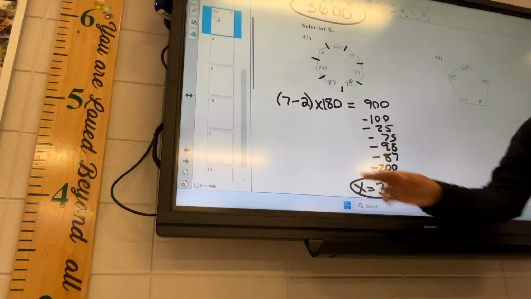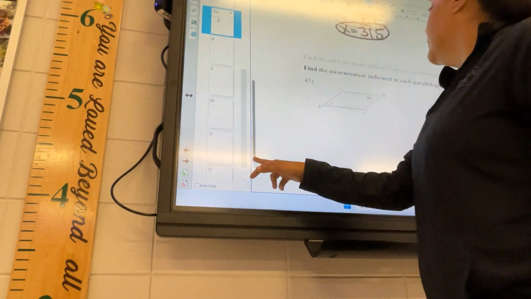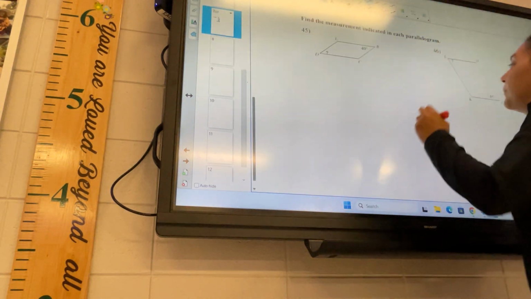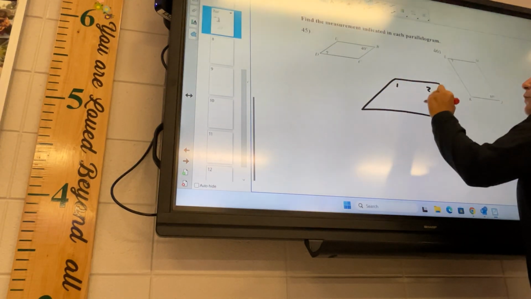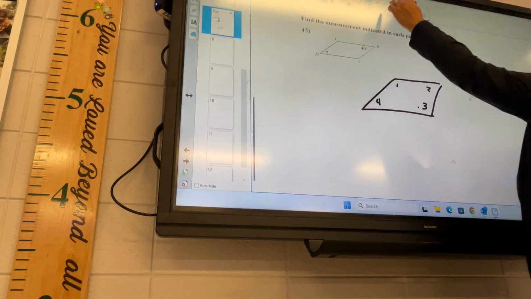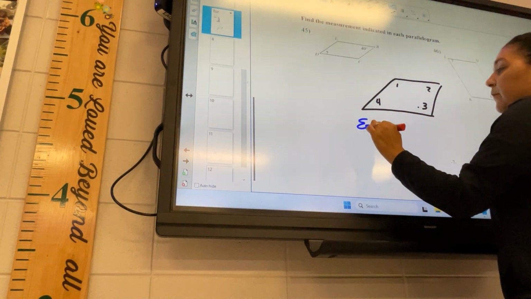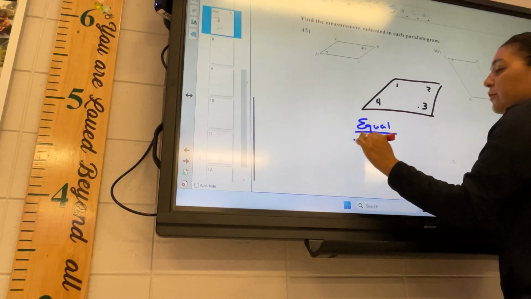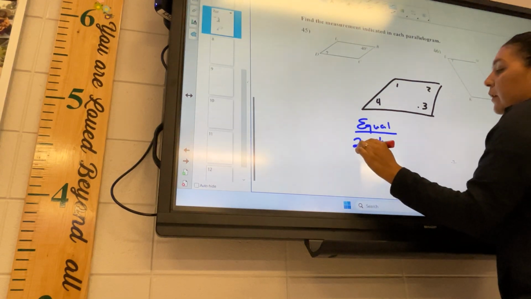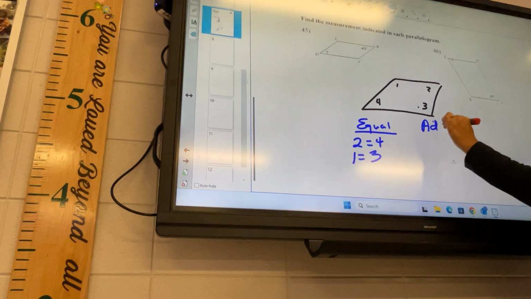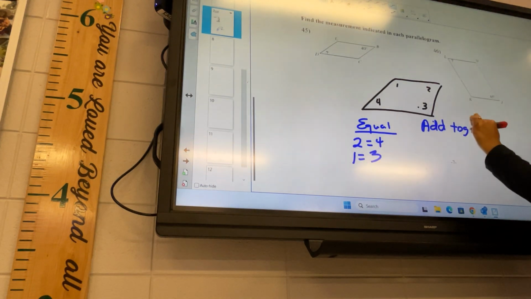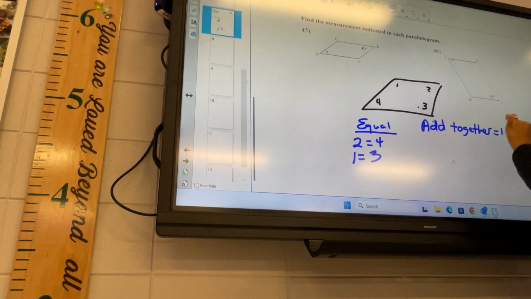For the parallelogram, if you need it, I'm going to draw you this little chart. Okay, 1, 2, 3, and 4. Which ones are equal to each other? 2 and 4. Okay, 2 equals 4. 1 equals 3. Okay, we add together to equal 180.